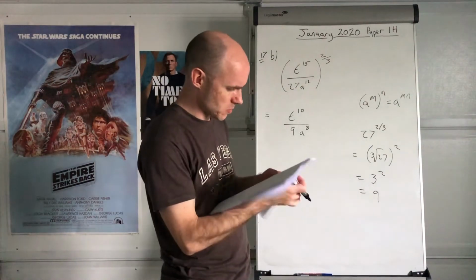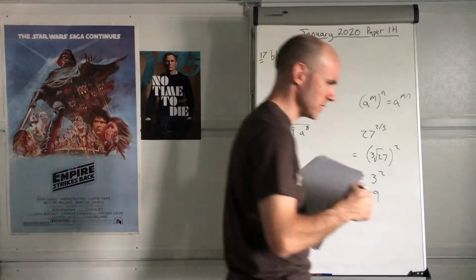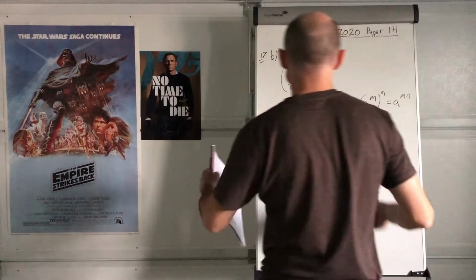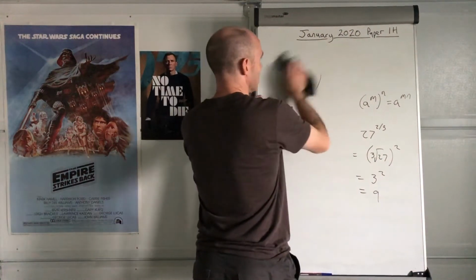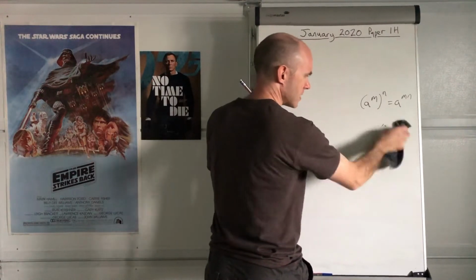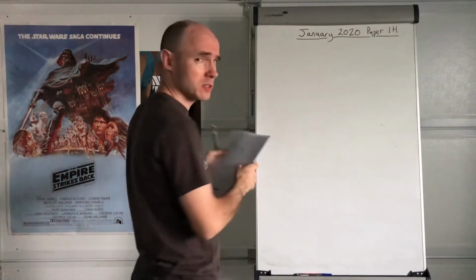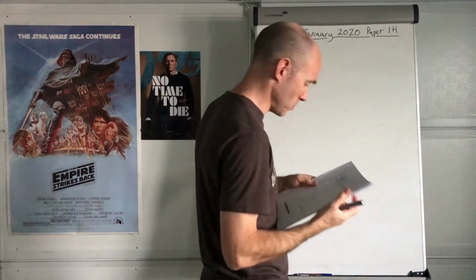Moving on, question number 18. Ooh, probability. Now, as a choice with question 18, you can either do a tree diagram or you don't have to, because it's not necessarily a complicated one. You can do it without using a tree diagram, but I'm going to do the tree diagram method anyway, just to show you how it works.